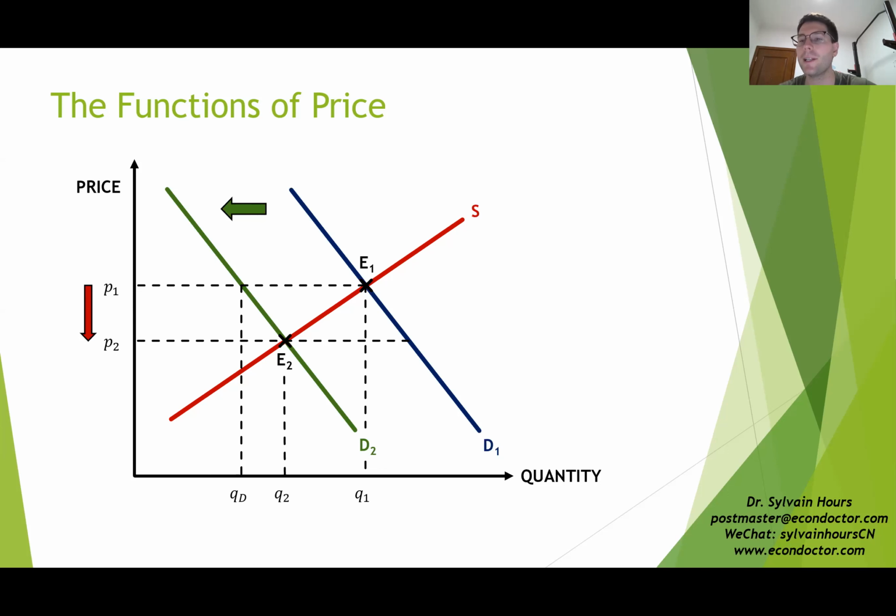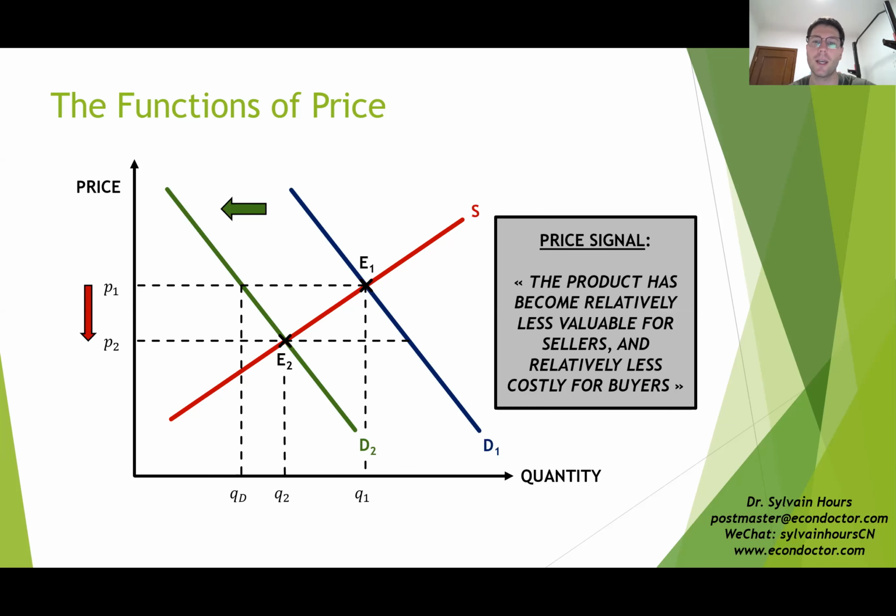All right, so now let's try again to identify the three functions of the price mechanism in this example. So when the price decreases from P1 to P2, first, the signaling function of the price mechanism is going to send messages to buyers and sellers. So the message to sellers is this product is less valuable. Okay, it's just an information. And the message to buyers is this product is less costly. Okay, just an information.